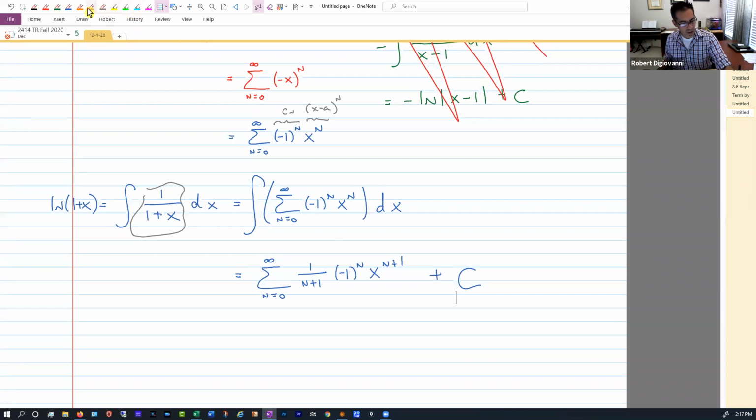So please pay attention to the fact that when you're doing antiderivatives, this c sub n, you don't touch it. Okay, you don't do n plus 1 on that. You only do n plus 1 on the x. This part stays the same.